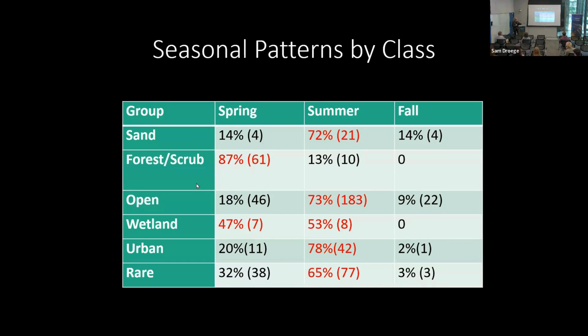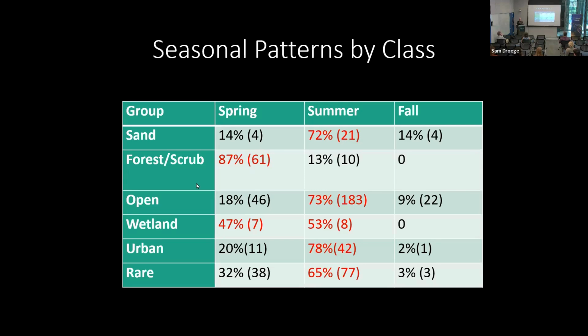If we look at seasonal patterns, in the sand group, that's a composite open area system. You don't have woodland sand bees, but you basically have to have these big open areas. Most of them are summer species, which is the low ebb for bee populations in general, by the way. And then we look at forest and scrub, we see almost all of that is in the spring. A few leak into the summer.